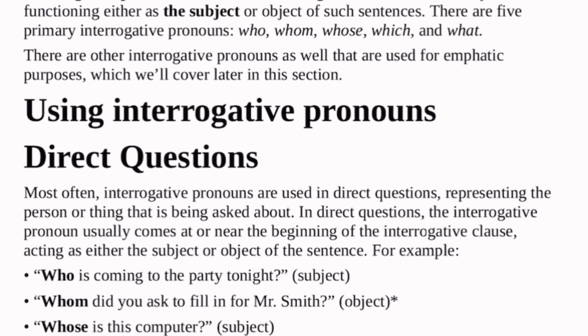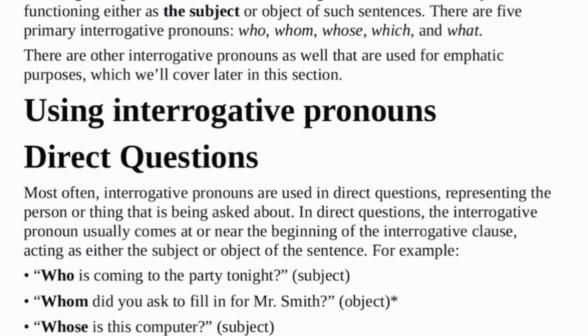How do we use interrogative pronouns? Most often, interrogative pronouns are used in direct questions. That is, it is representing either the person or the thing that is being asked about. In direct questions, the interrogative pronoun usually comes either at the beginning or near the beginning of that interrogative sentence. And as a result of that, it is either acting as the subject or object, as we have said.